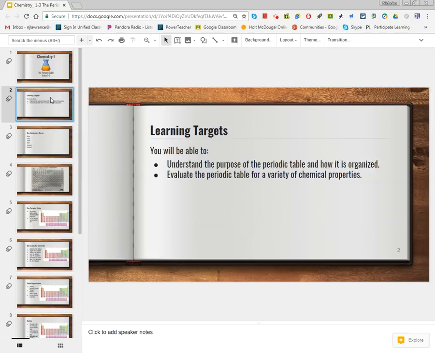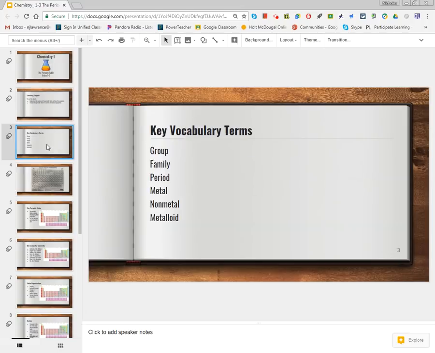So in today's lesson, you're going to be able to understand the purpose of the periodic table and how it is organized by groups and families. Then you'll also be able to start to evaluate the periodic table to find a variety of chemical properties, or we might say chemical trends. The previous video dealt with chemical properties and physical properties. Today, we're going to look at the periodic table and understand a little bit more about chemical properties and what that means for certain elements.